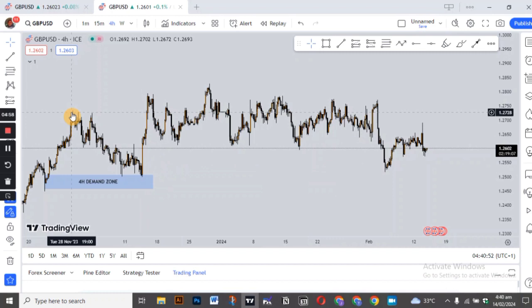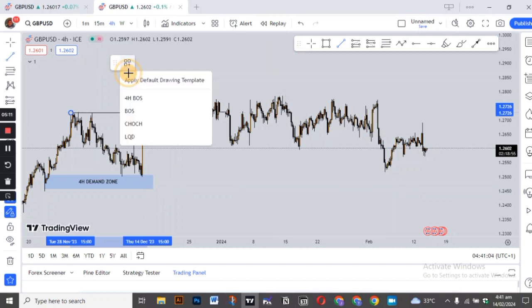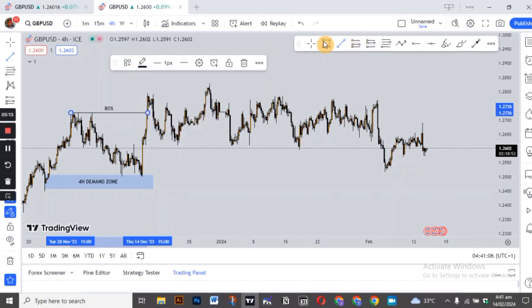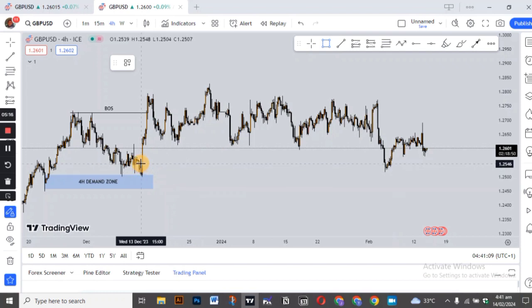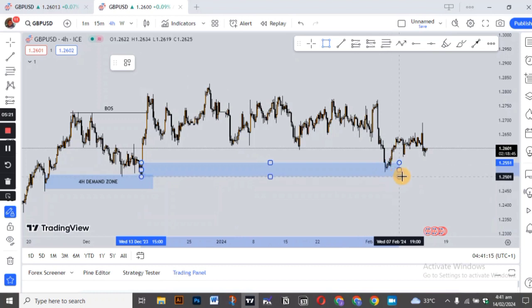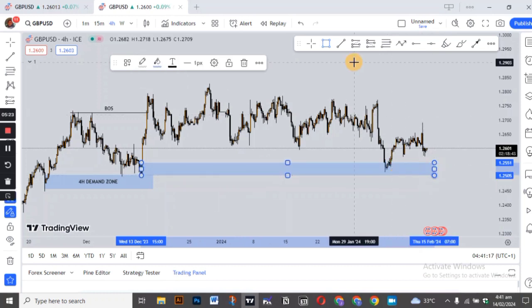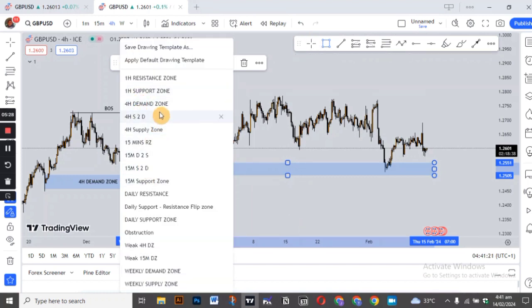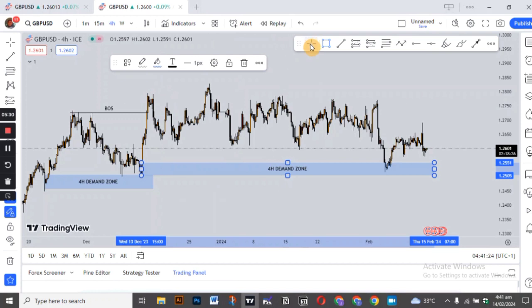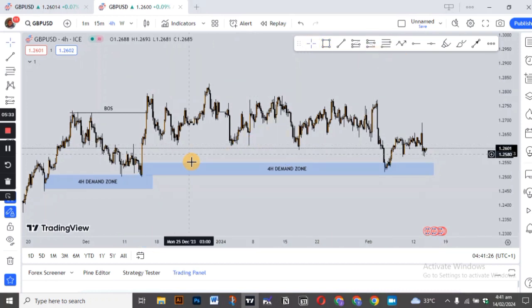This is actually a zone that broke this swing structure here. So if you mark out the zone, the break of structure and also the zone, you see that the zone broke structure to the upside. Then this is the demand zone.